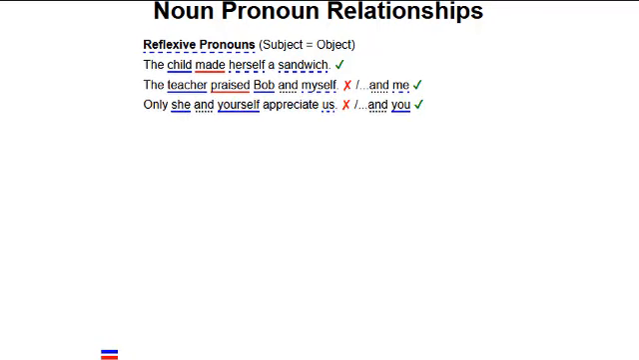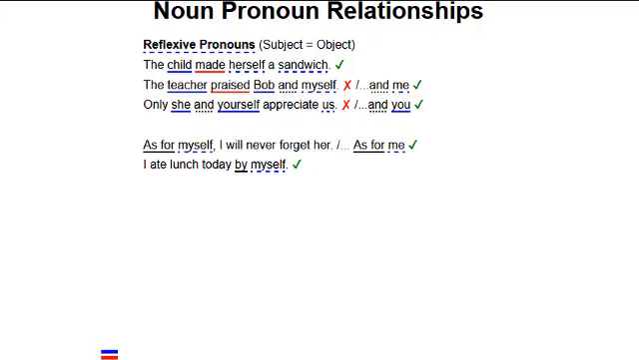"Only she and yourself appreciate us," is also incorrect. Reflexive pronouns can't function as subjects. It should be, "Only she and you appreciate us." Sentences like, "As for myself, I will never forget her," are technically not incorrect. The reflexive pronoun refers to the same person as the subject, but the objective case is recommended: "As for me, I will never forget her." However, the pronoun myself is the only correct option in "I ate lunch today by myself."